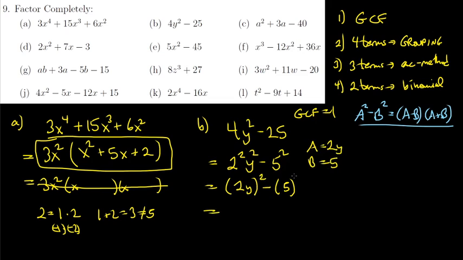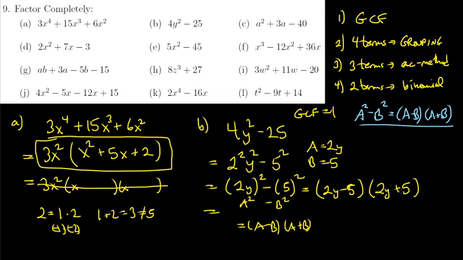Oops, sorry, I forgot that they're squared. So this is a squared minus b squared, right? So this factors as a minus b times a plus b. So a minus b is 2y minus 5. It's supposed to be 5. And then a plus b is 2y plus 5. And that's it. Nothing else to do there.